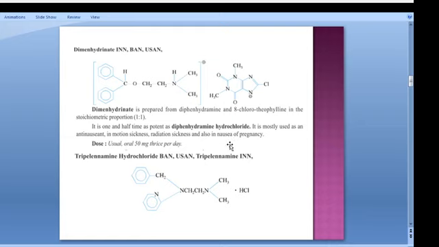It is mostly used as an anti-nauseant for motion sickness and radiation sickness, and also for the nausea of pregnancy. So these two drugs come under amino alkyl ether derivatives. Now the next one is ethylamine derivatives. Among ethylamine derivatives, an important drug is tripelennamine.